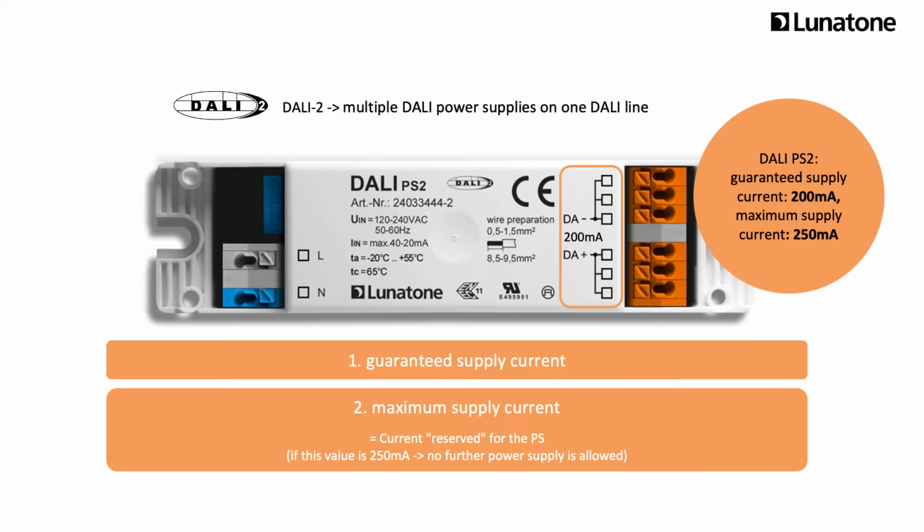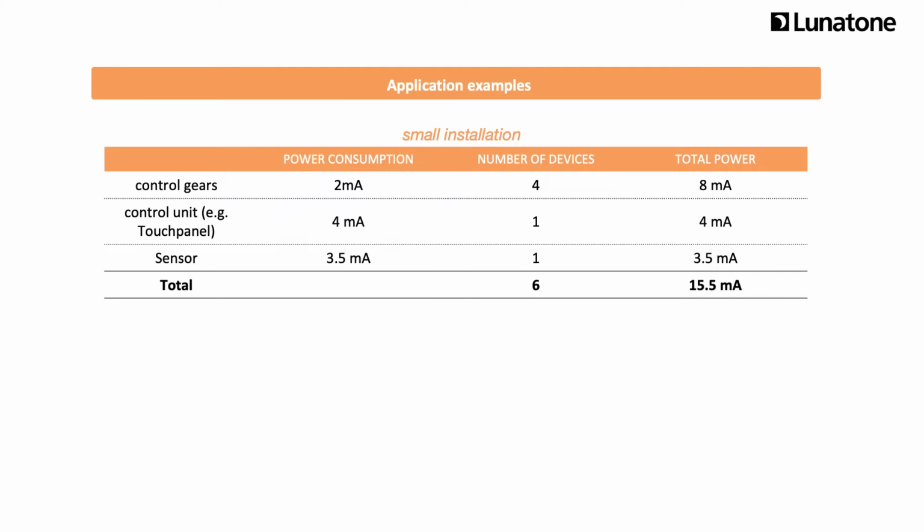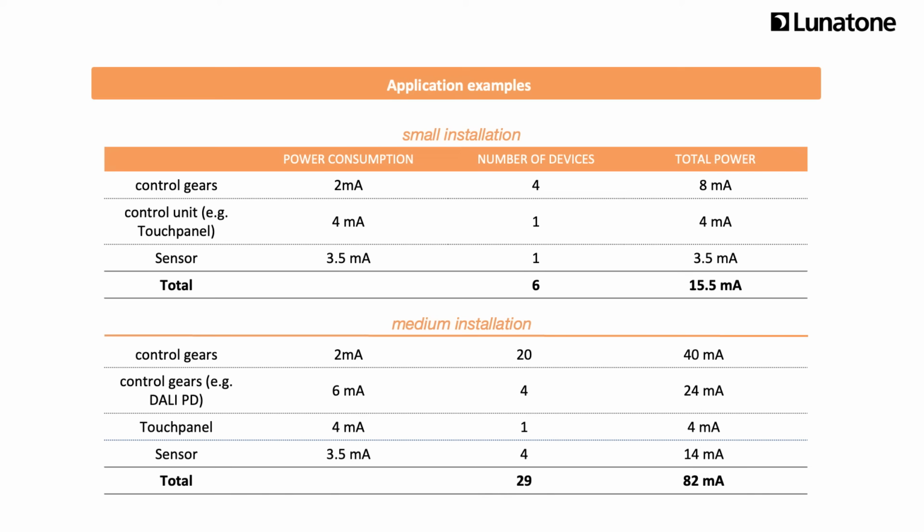To summarize, the choice of a power supply depends on the number of DALI devices connected. Here are a few examples. In a small system with 4 control gears, 1 control unit, and 1 sensor, a small bus supply is sufficient, for example, with 30 mA. A medium-sized installation with 20 standard control gears, each requiring 2 mA, with 4 control gears with 6 mA each, 1 touch panel and 4 sensors, will require a bus power supply of 100 mA.